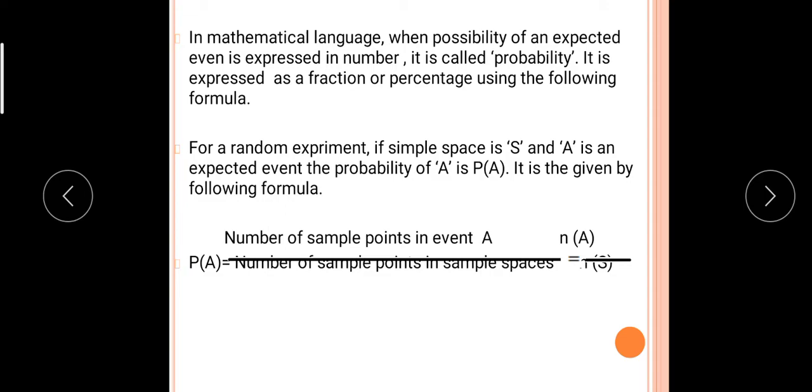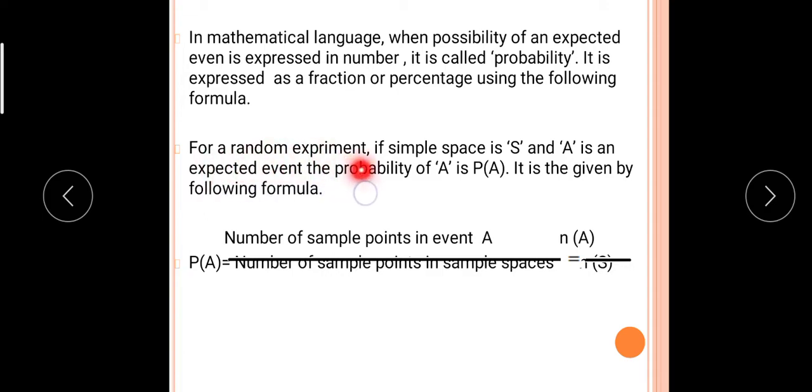Now see, here also I am giving you one example, that is, the probability of an event. How to calculate the probability of an event? In mathematical language, when the probability of an expected event is expressed as a number, it is called probability. It is expressed as a fraction or a percentage using a formula. Which formula is used to calculate the probability?